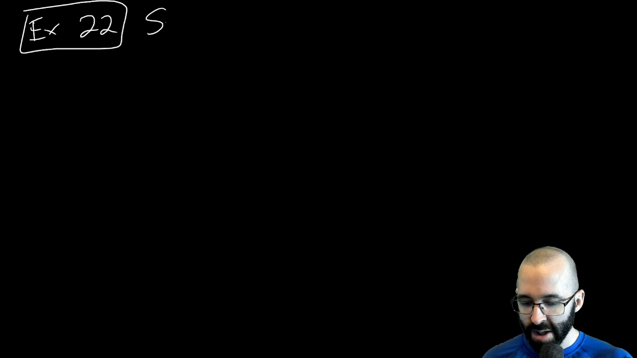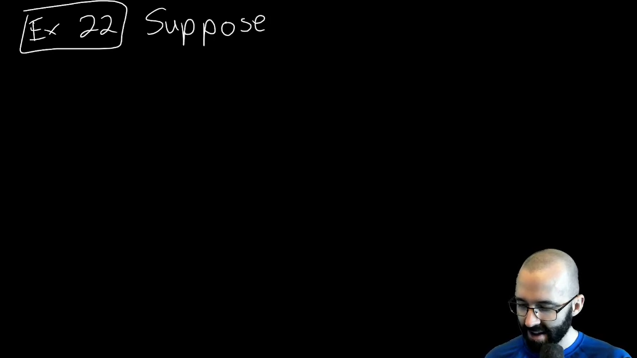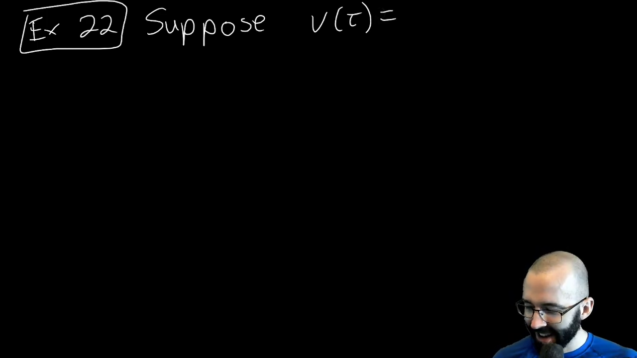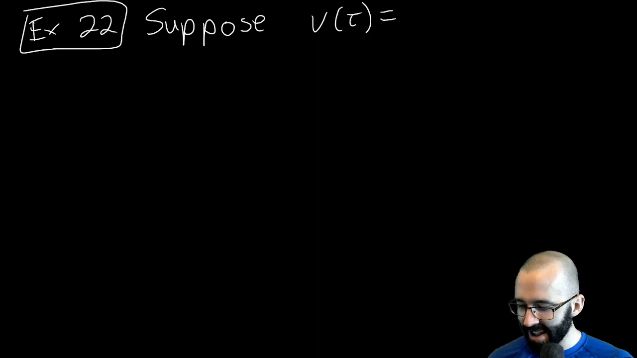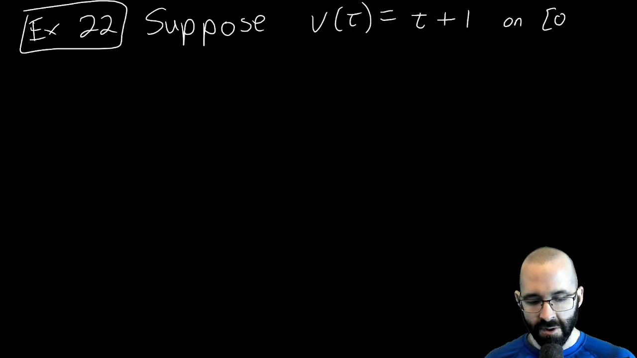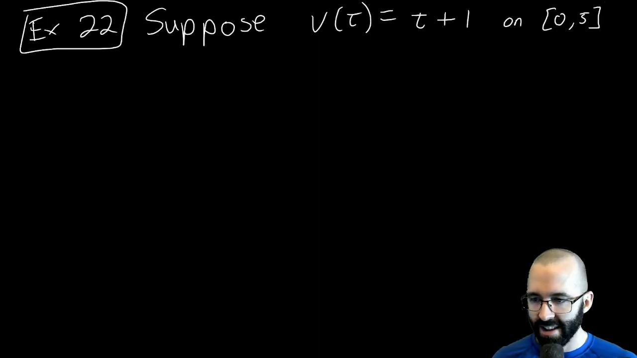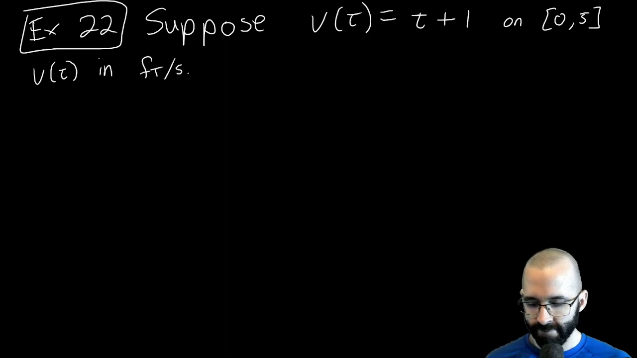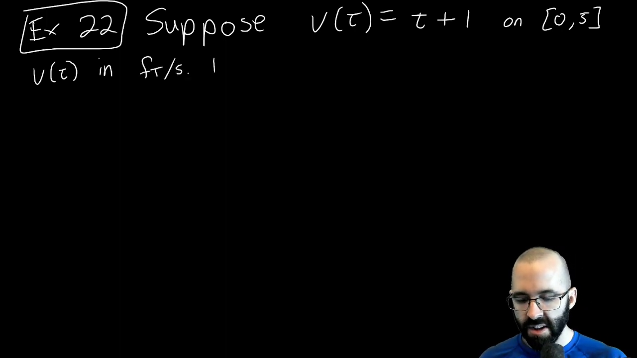Let's go. Suppose the velocity, it must be a great technique because I know a lot of my professors utilized it a lot in college. Suppose that the velocity after time t is given by t plus 1 on the interval from 0 to 5. Okay, and v of t is, let's do feet per second. The question is, find the average velocity.